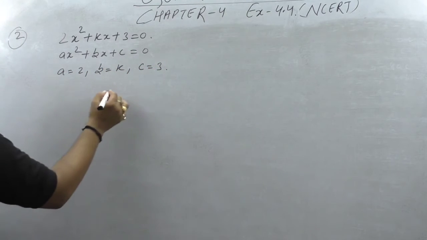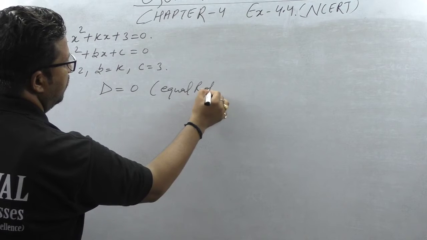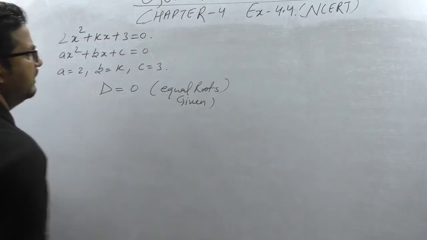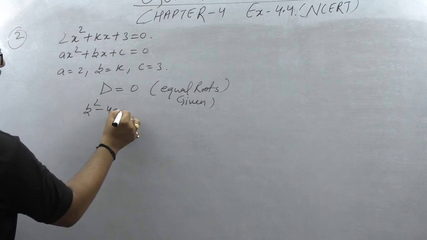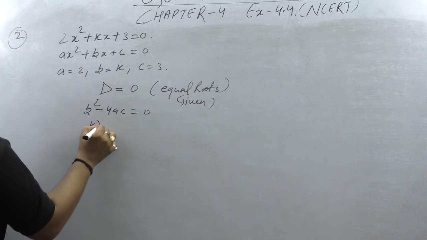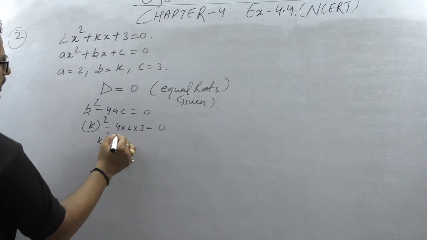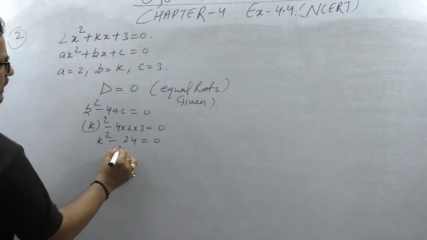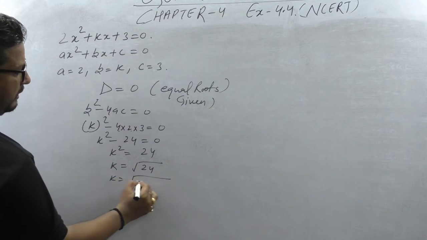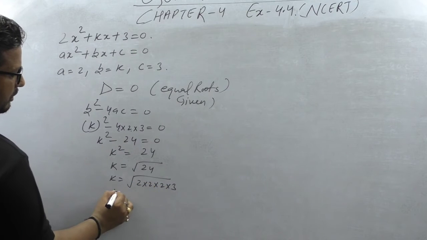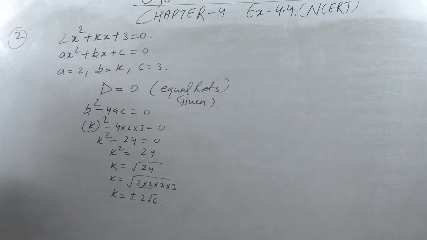Now in the question it is already given: equal roots. So we know the condition. For equal roots, D equal to 0. D formula is B square minus 4AC, and we compare it with 0. B value is k, so k whole square minus 4, A is 2, and C is 3. So it is k square minus 4 times 2 times 3, which is 24. So k square equal to 24. Now we take the square root of 24. You already know how to factorize, 2 into 2 into 2 into 3, so the value of k will be plus minus 2 root 6. So this is your k value.